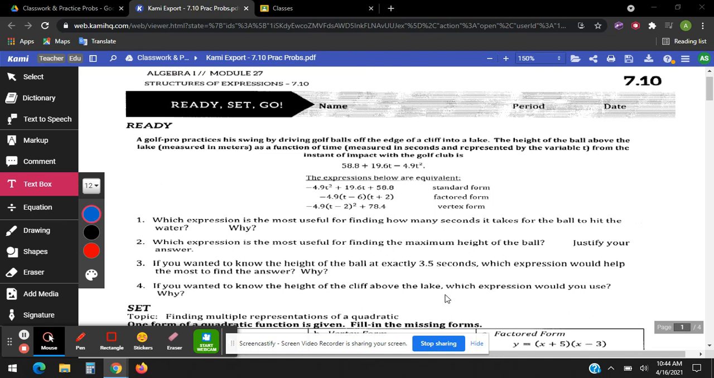Hi, this is Algebra 1, Module 7, Lesson 10, the practice problems. Here we're going to just see which of the three forms makes the most sense as we're working here.